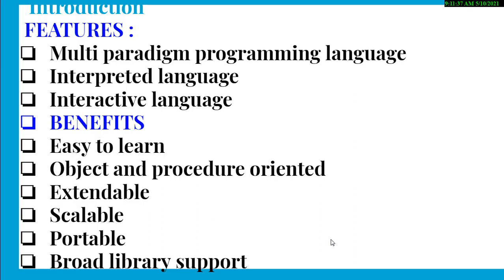With this, our benefits and features come to an end. What we have discussed first is the three features. The three features are: multi-paradigm programming language, second, interpreted language, and third, interactive language, and it has 6 benefits. These 6 benefits are talked about in the textbook, but there are many other benefits that can be mentioned. Among them are: easy to learn, object and procedure oriented, extendable, scalable, portable, and broad library support.